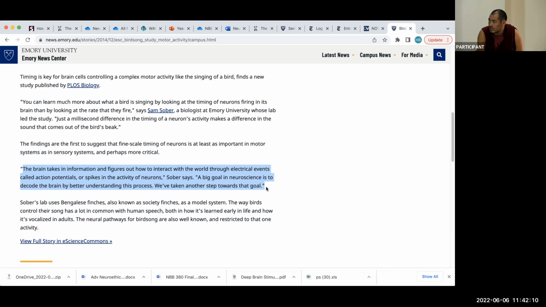A big goal in neuroscience is to decode the brain by better understanding this process.